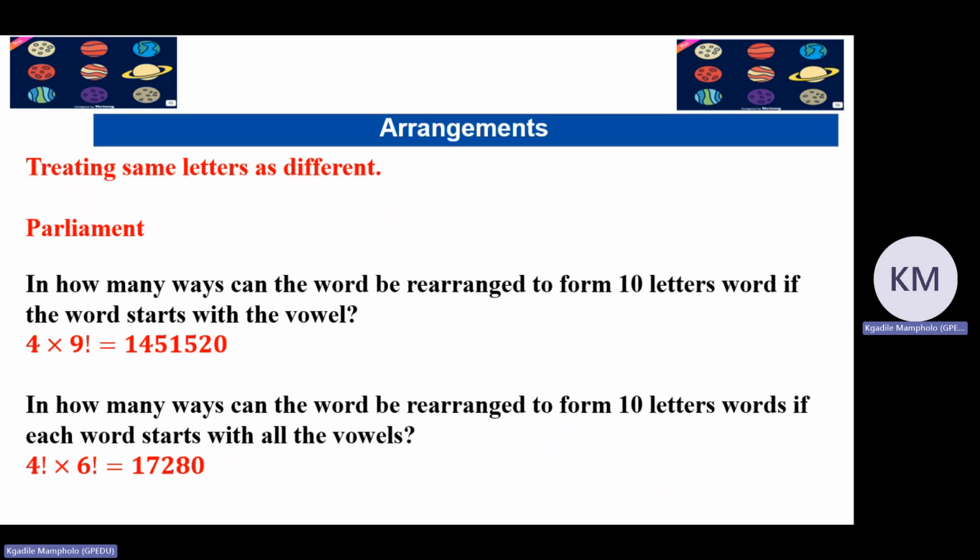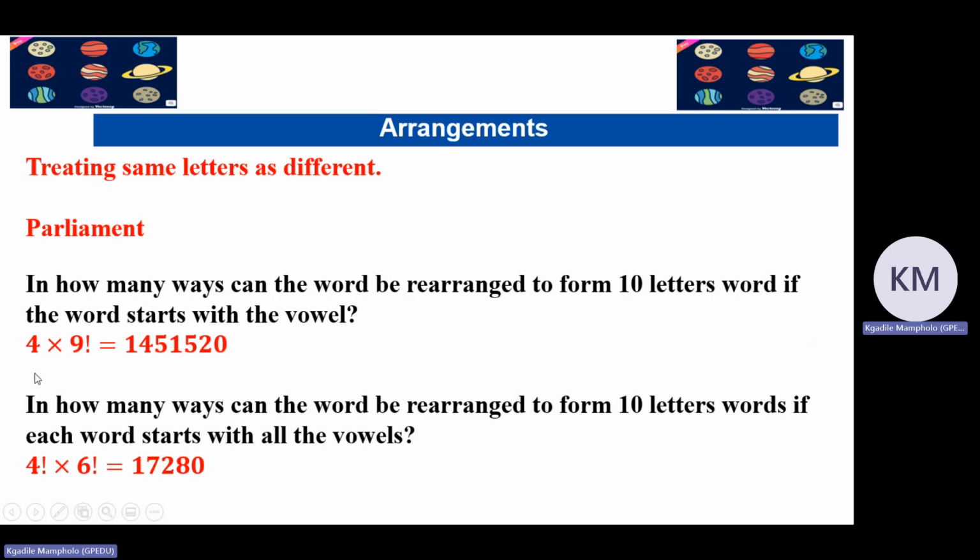In how many ways can the word be rearranged to form a 10-letter word if the word starts with a vowel? Now, we say here is 4. It's not 4 factorial because the word is not starting with all the vowels. It's not with only 1 vowel, but how many choices do we have? We have 4 choices. Then we choose 1 vowel.